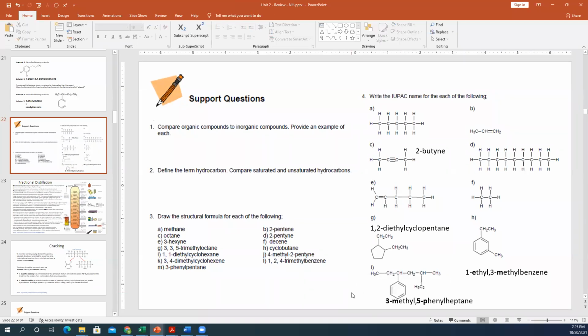So the name of that is 3-methyl. Here's the methyl on carbon 3. 5-phenyl. Here's phenyl on carbon 5. And it's a heptane.